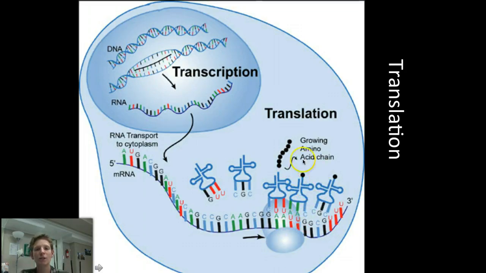And as those specific amino acids are called over to the ribosome, they bind together. So the amino acid bonds with the other amino acid, bonds with the other amino acid in a big long chain. And that big long chain ends up being your protein. So that's the bare basics of translation.